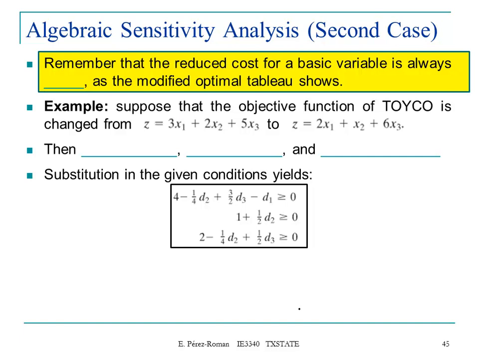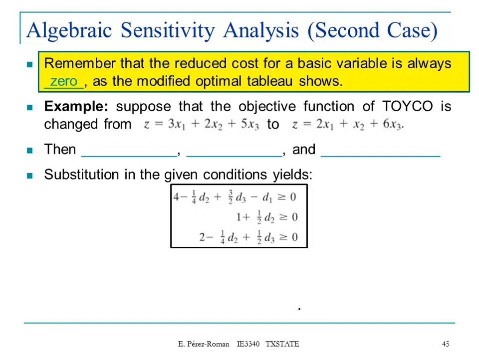So remember that the reduced cost for a basic variable is always 0, as the modified optimal tableau shows. For example, suppose that the objective function of Toycos is changed from the original, which is this one, 3x1 plus 2x2 plus 5x3, to this one, in which we are decreasing the first coefficient, the second coefficient, and increasing the last one.